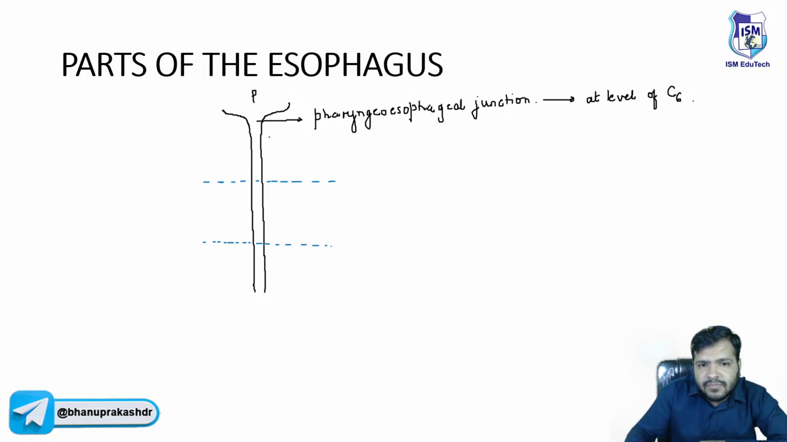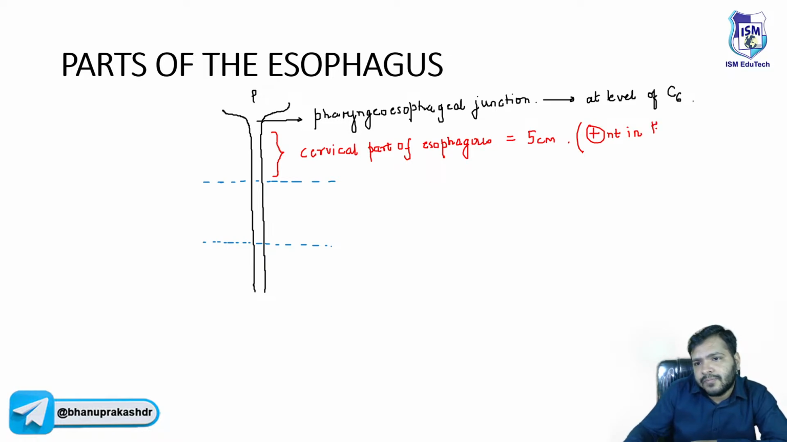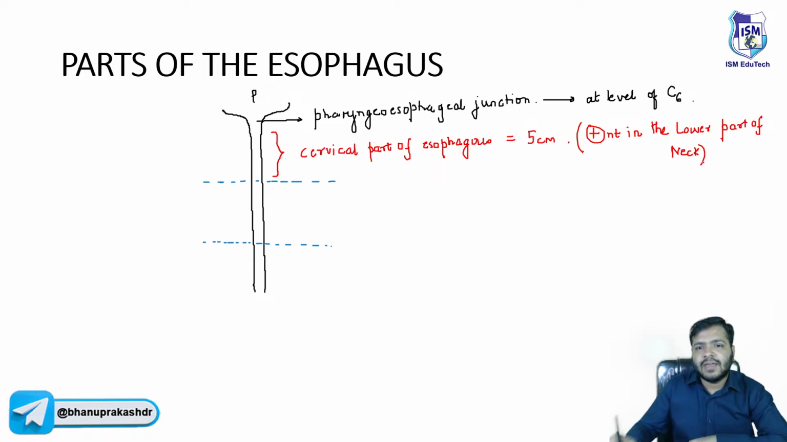So remember, this is part one that I am trying to show you. This part is called the cervical part of the esophagus. Yes, very good, Naresh. You already know the cervical part of the esophagus is approximately 5 centimeter, and it is present in the lower part of the neck. This is the first part of the esophagus. I hope this is clear.